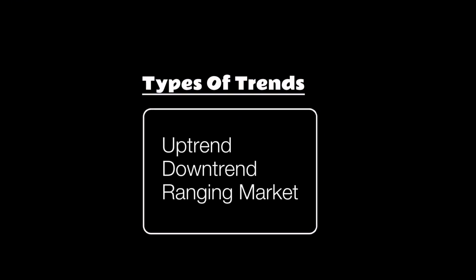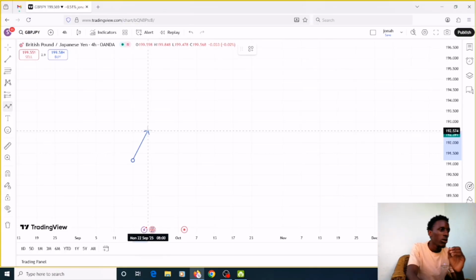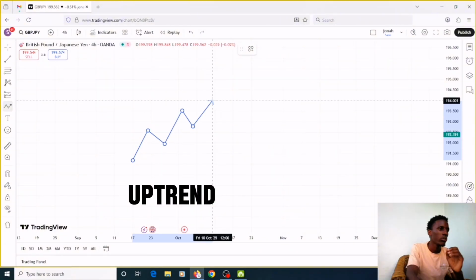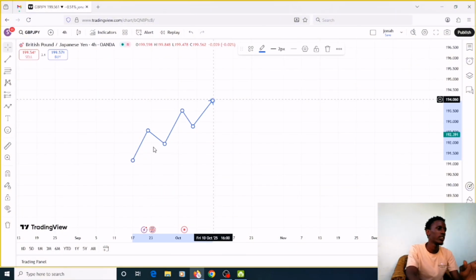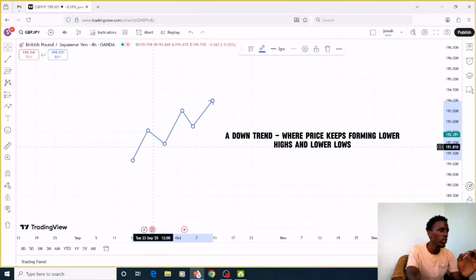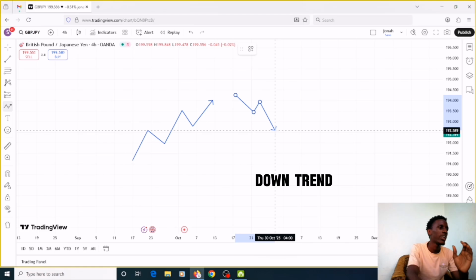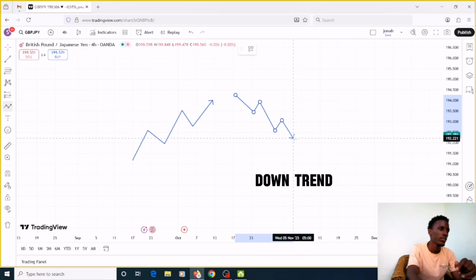With that said, that takes me to the types of trends, which include the uptrend, the downtrend, and the ranging market. In an uptrend, price keeps forming higher highs and higher lows. This is an example of an uptrend. And a downtrend is where price keeps forming lower highs and lower lows. This is an illustration of what a downtrend really is.